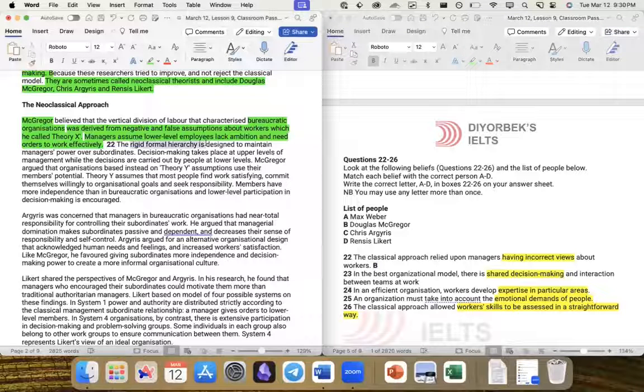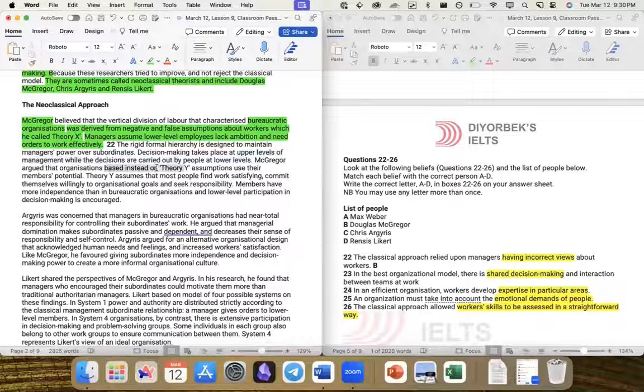The rigid formal hierarchy is designed to maintain managers' power over subordinates. Decision making takes place at upper levels of management while the decisions are carried out by people at lower levels.